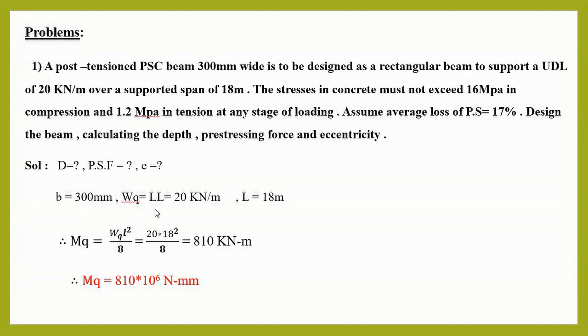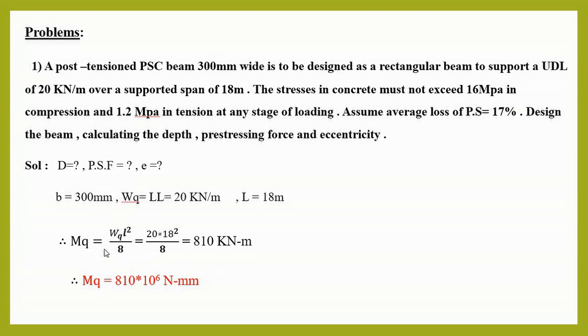Width is 300 mm, WQ is nothing but a live load of 20 kN per meter, length of the span is 18 meter. So let us find out the moment due to live load. Notation is MQ. For a simply supported beam carrying UDL, the maximum moment formula is WL square by 8.